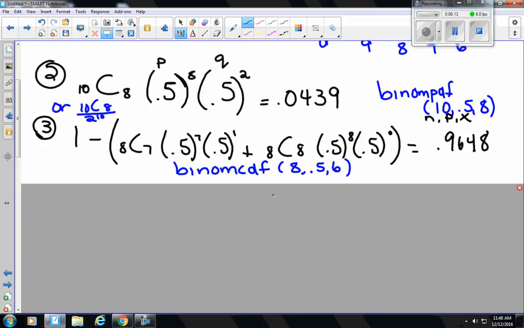Much easier to do it this way if you're going to do it using a combination than it is to do 0 through 6 and add those together, which you certainly could do. It's just 7 calculations like this first one versus the 2. Caitlin?